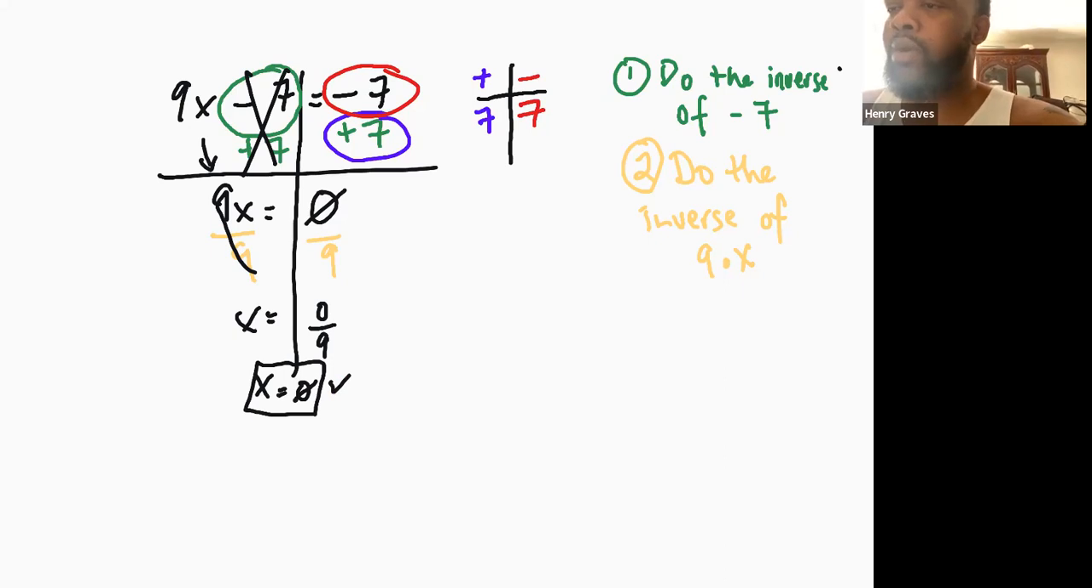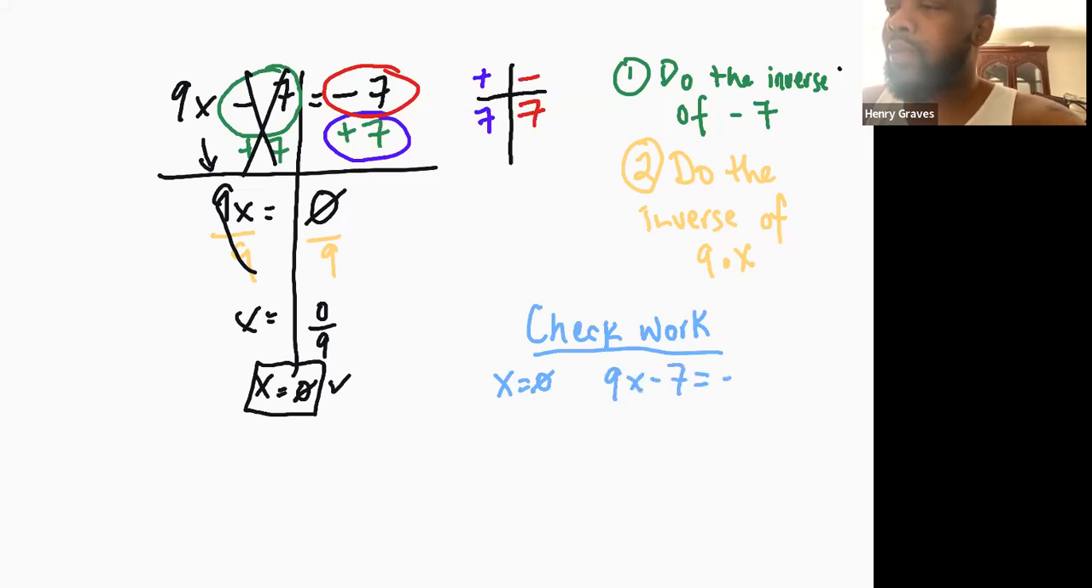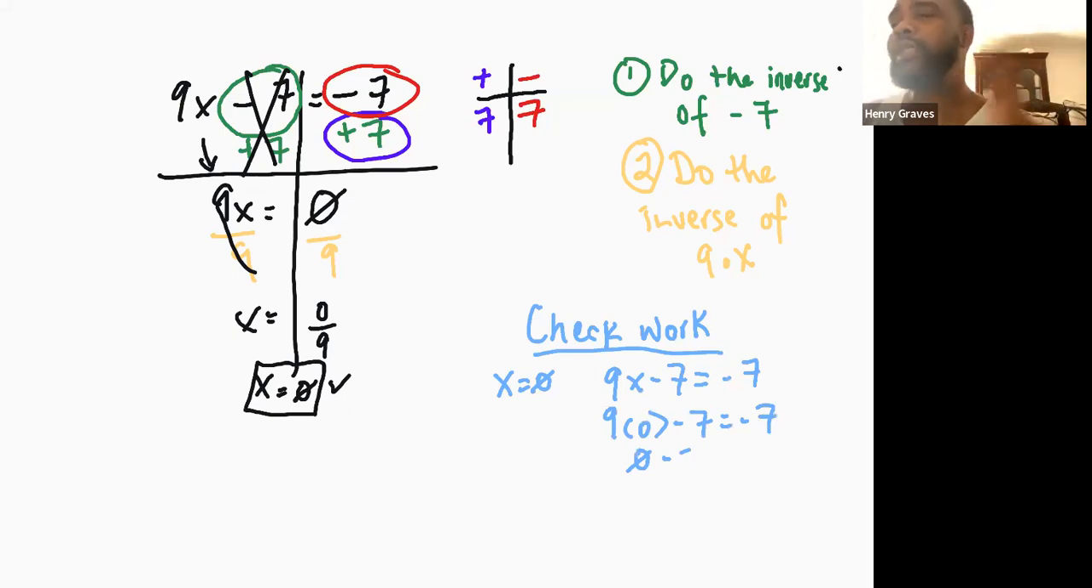So I'm going to check my work, which, knowing x is equal to 0. I'm going to do 9x minus 7 should equal -7. So I replaced x with 0. 9 times 0 is 0. And 0 minus 7 is indeed -7. So this work checks out perfect.